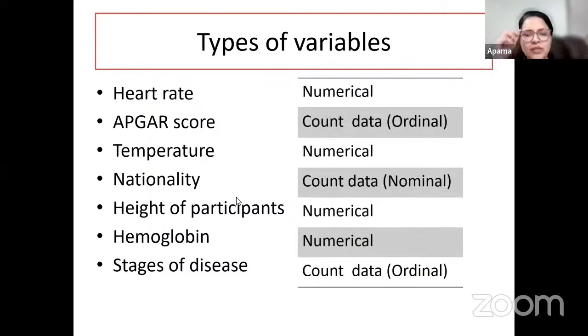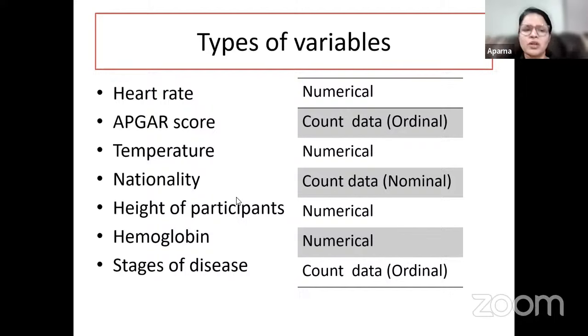Now, heart rate is obviously a numerical variable. This is going to be a number. You cannot have a decimal point for this number. So, heart rate can be either 145 or 155, or you may have 120, 100, but you're not going to have a decimal point. Now, what about Apgar score?